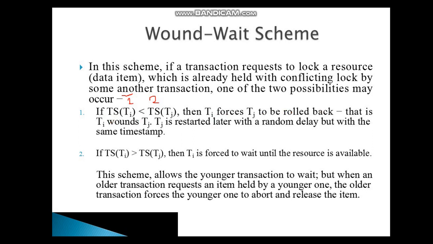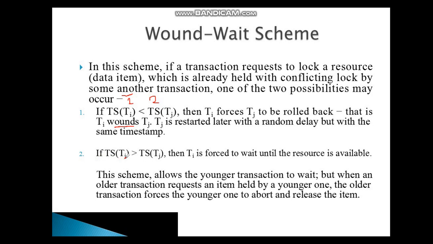That is, Ti wounds Tj. Wound simply means it harms Tj. It tells Tj to roll back. Tj is restarted later with a random delay but with the same timestamp. So basically, Ti, the older transaction, is forcefully telling Tj to roll back, and this Tj will definitely restart later with a random delay but with the same timestamp.